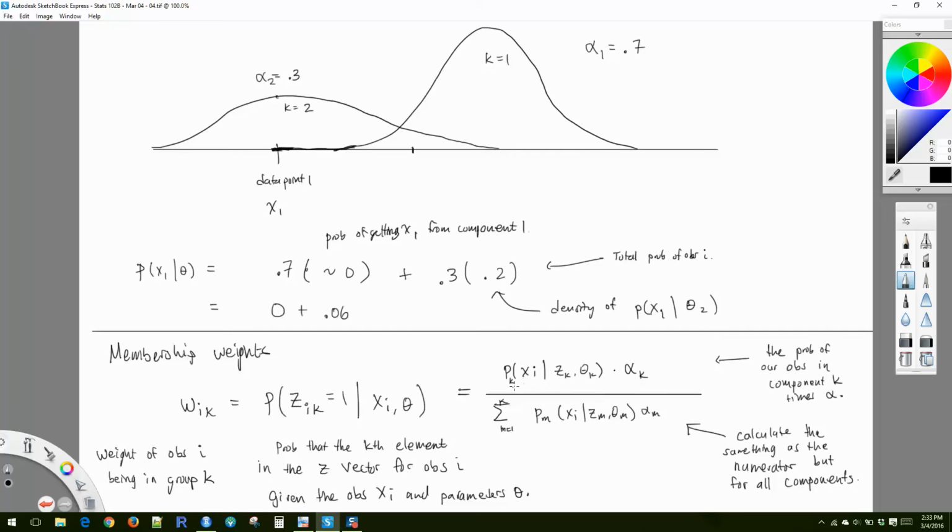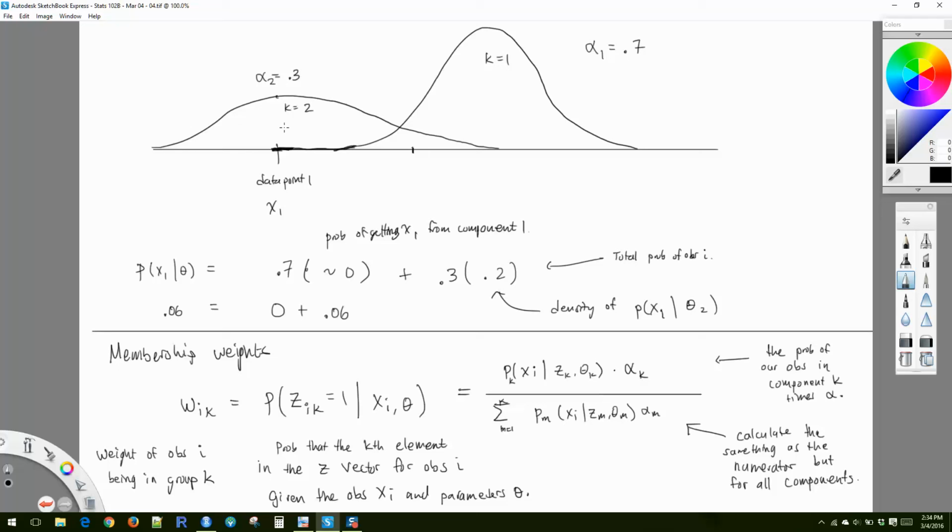And then the weights for the components, the resulting weight vector, would be: we would do 0 divided by our total, 0.06. So the weight for the first element would be practically 0. And then we would do 0.06 divided by 0.06, and the weight for the second component would be 1. So our weight for this point would be something like 0, 1, because when we look at it, it's much more likely to be in component 2. So this is just a probabilistic version of assigning components.